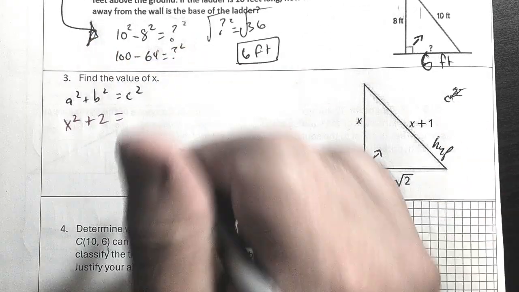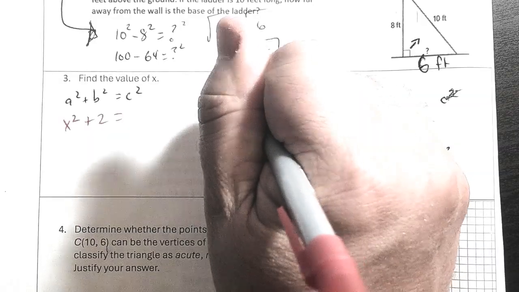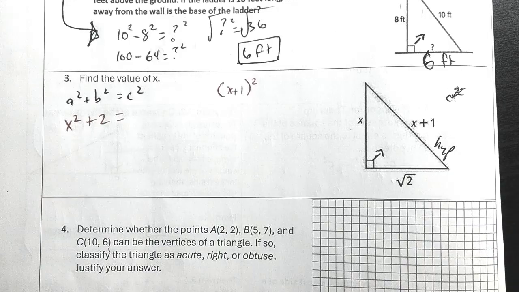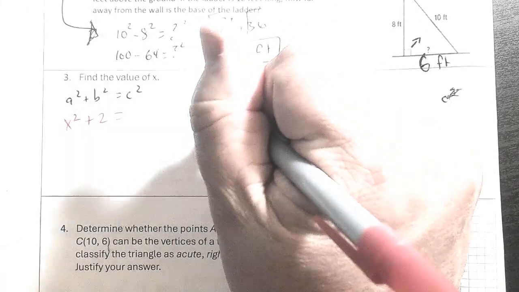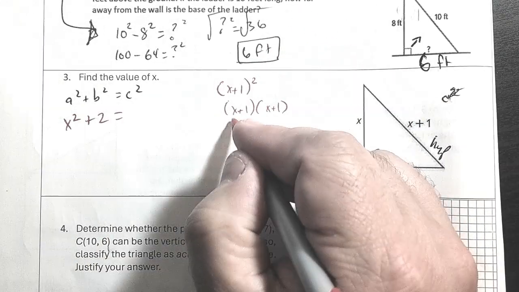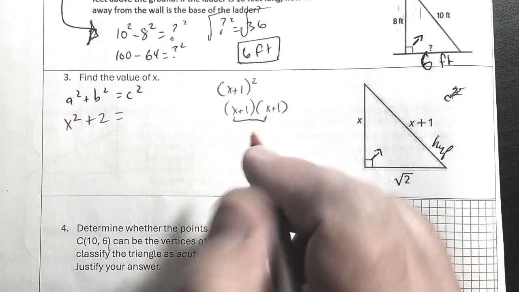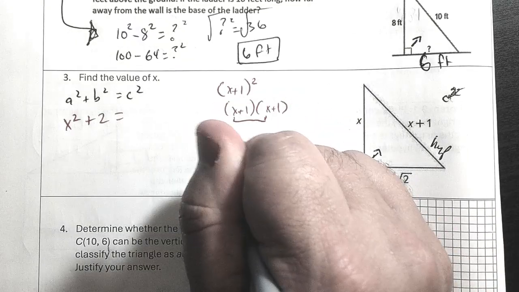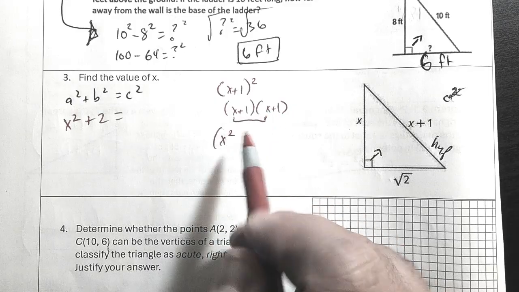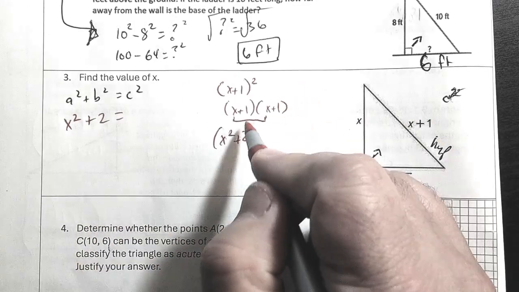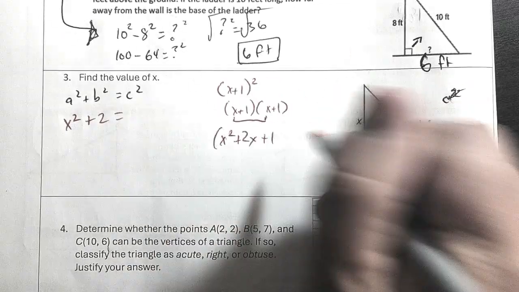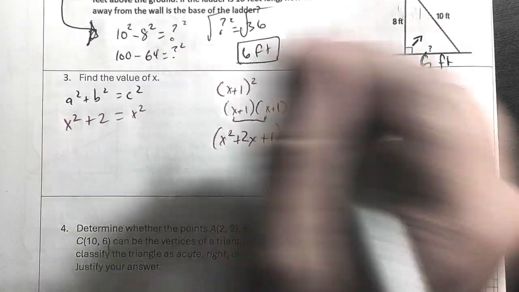And then over here, this is x plus 1 squared. So I'm going to do this over here. x plus 1 squared is the same as x plus 1 times x plus 1. So we have to FOIL this first: first, outer, inner, last. Hopefully you guys remember this. So x times x is x squared. x times 1 is x. x times 1 is x. x plus x is 2x. And then 1 times 1 is 1. So this is over here now.